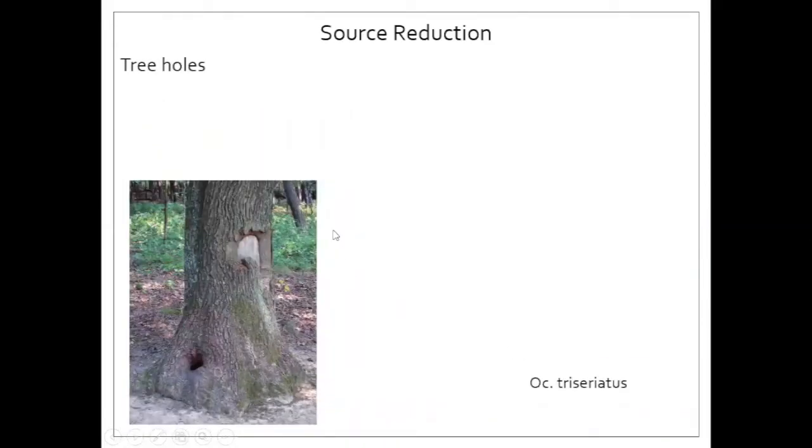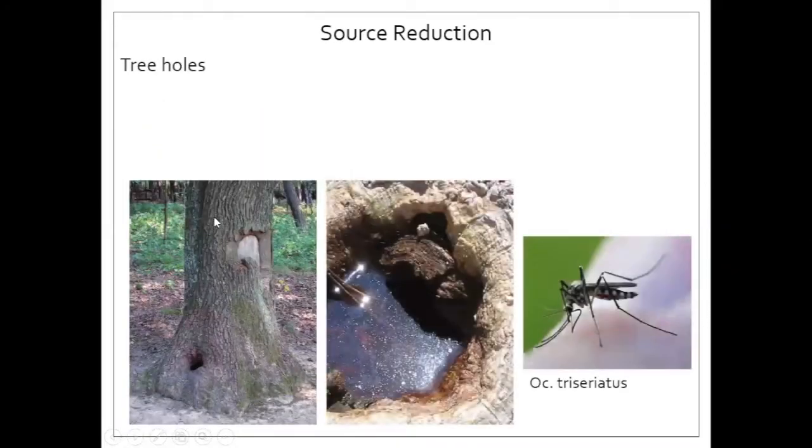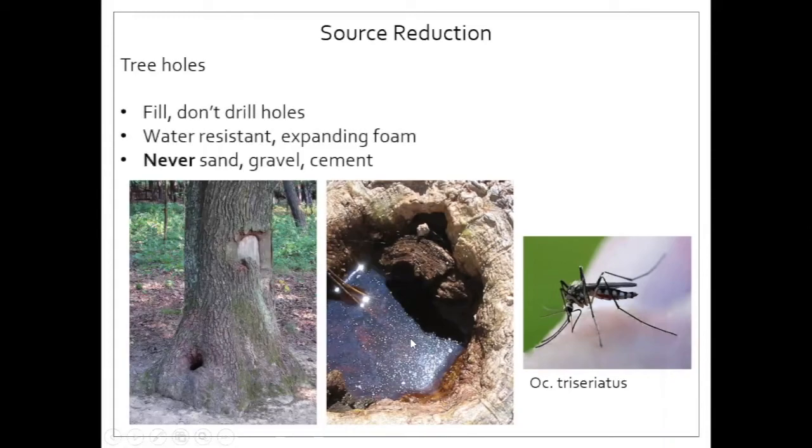Tree holes are another location where mosquitoes can breed. If you look at this tree hole here, this is a special kind of mosquito, Ochlerotatus triseriatus, the tree hole mosquito, which breeds specifically in tree holes. So if you wanted to prevent this mosquito from breeding, one of the things you can do is to fill those holes.